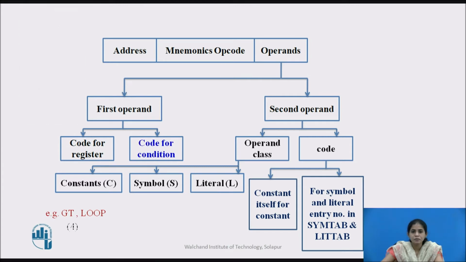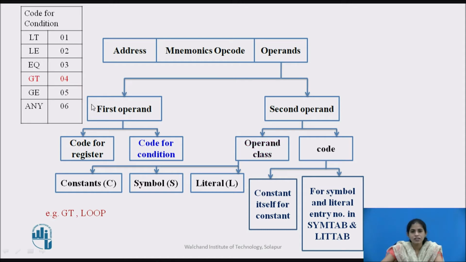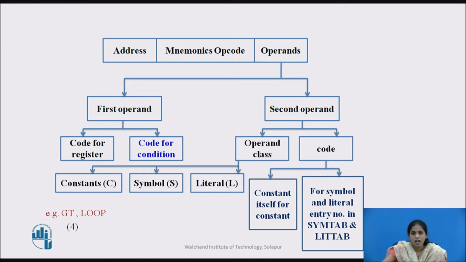It is nothing but code for the condition. Okay, so the codes for the conditions are LT, LE, EQ, GT, GE or any. So out of this, GT has the code 04, so that's why here we specify the code as 4. After that, the second operand is the operand class.